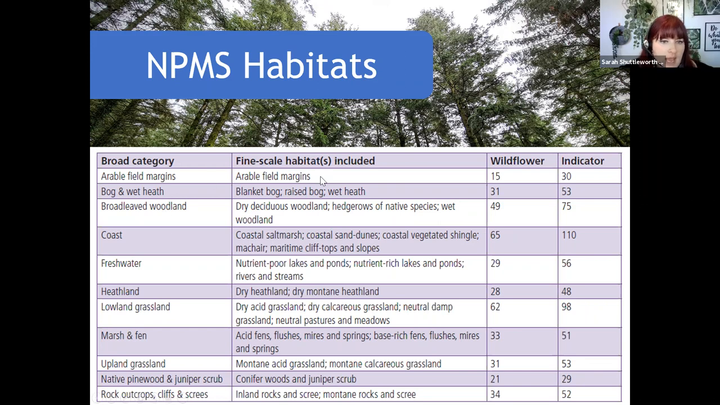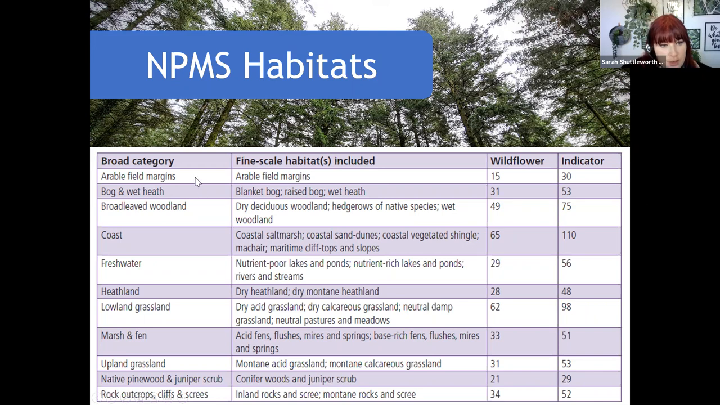So just going back to the habitats here, for example, arable field margins is a broad habitat category, which only separates into itself as a fine scale habitat. And there are 15 species to identify at wildflower and 30 at indicator level. I won't go into all of them because you can see them all there. And these are all detailed. The habitats specifically are detailed within your guidance notes. And then the individual species lists are all separated out in the species list guide as well.